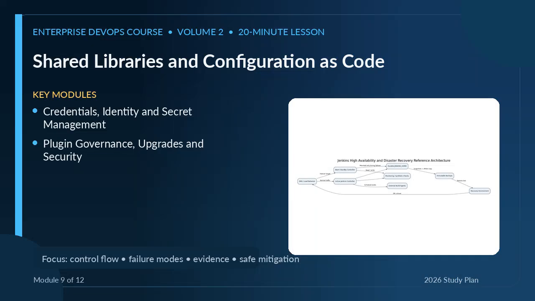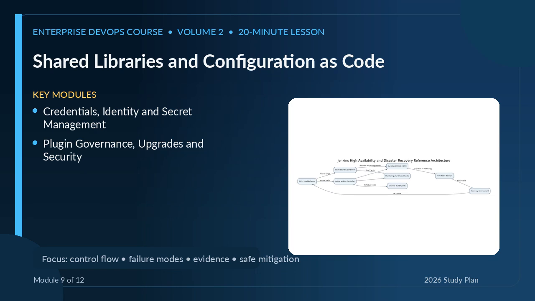Shared libraries and configuration as code. The module on credentials, identity, and secret management establishes the following idea. Figure 8. Identity and secret flow. Credentials should be referenced by stable ID, injected only into the smallest necessary scope and replaced with short-lived identity wherever possible.